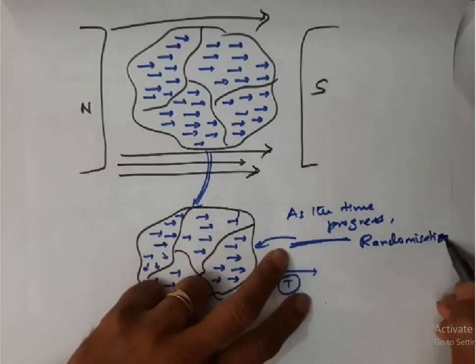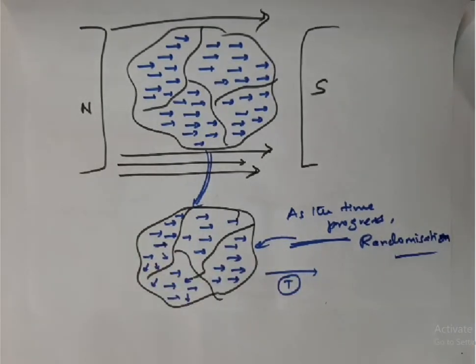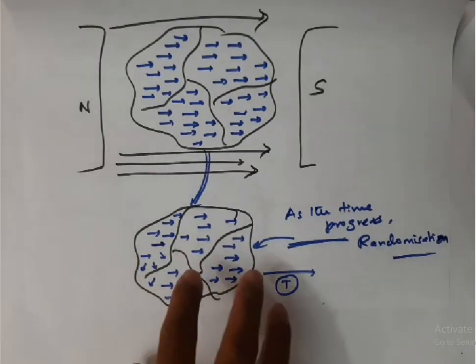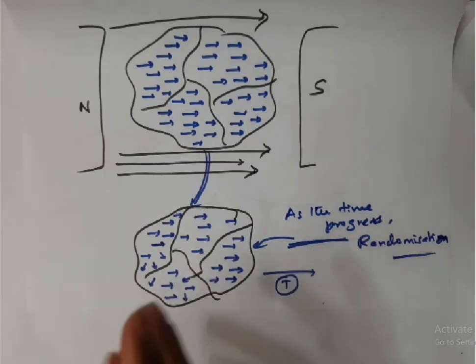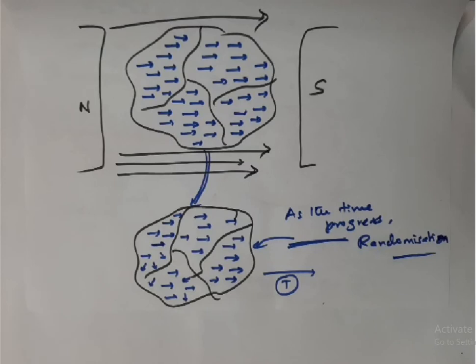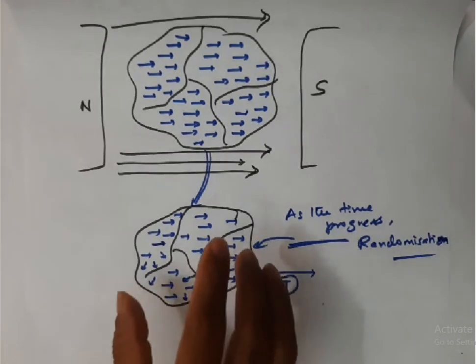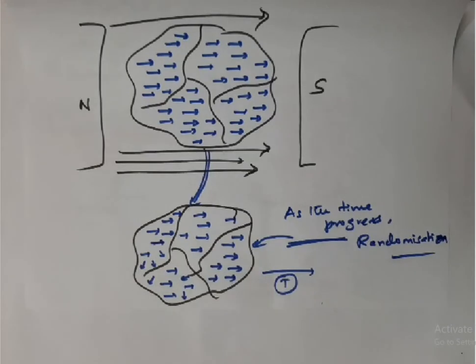What is meant by that? These aligned orientations start to orient in different directions. So after some time, what will happen? It will become random again. Once it becomes random, the material will lose the magnetic character. Is this clear, students? But for the randomization, it will take some time. During that period, your material will act like a magnet for some time.